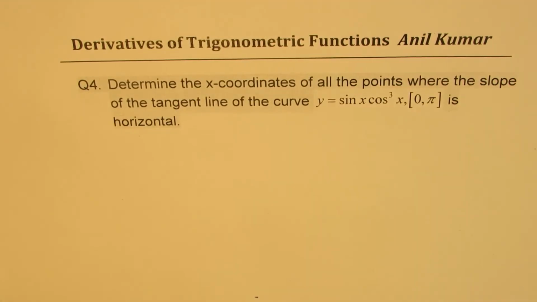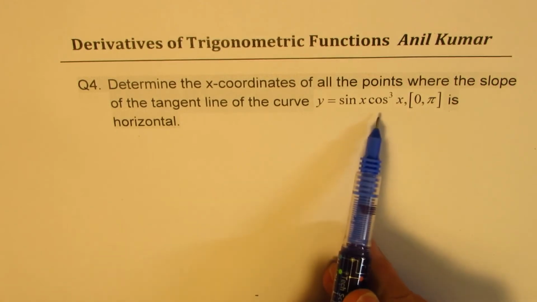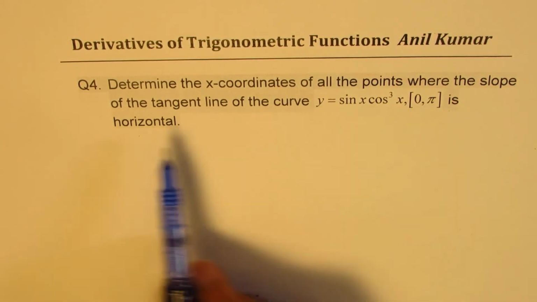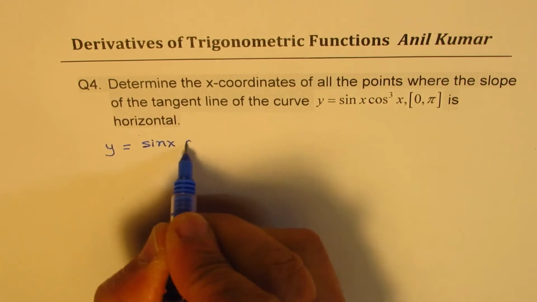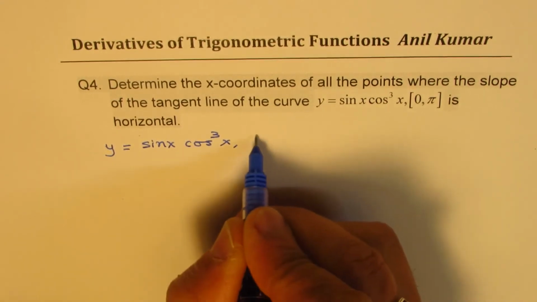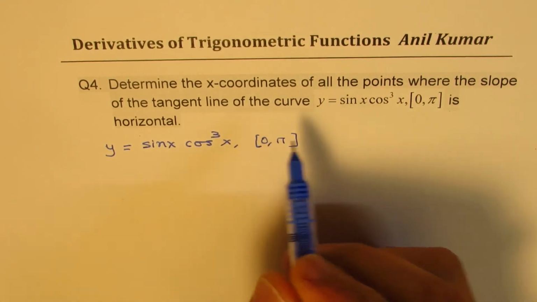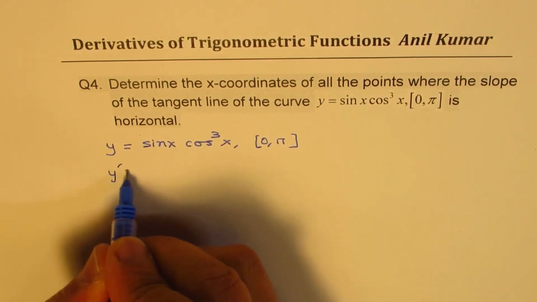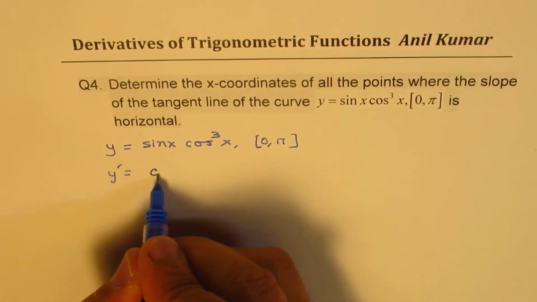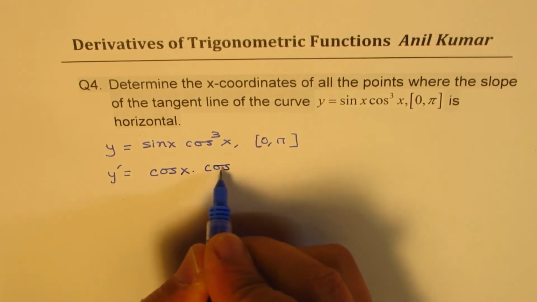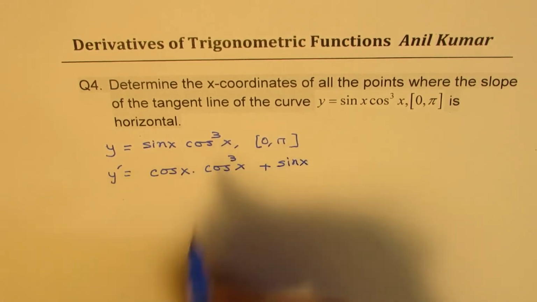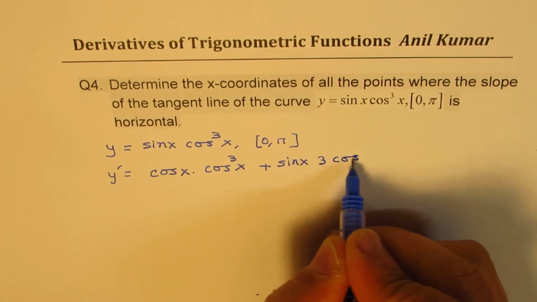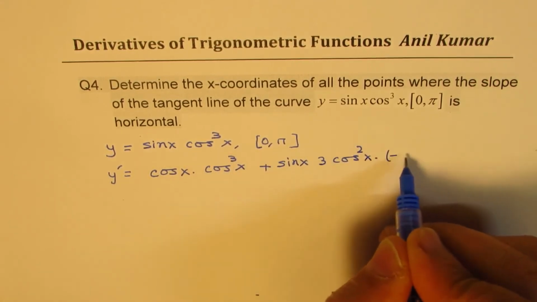Question number 4. Determine the x coordinates of all the points where the slope of the tangent line to the given curve in the interval 0 to pi is horizontal. So we are given the function y equals sin x cos cubed x in the interval 0 to pi. So horizontal means derivative should be 0, right? So let's find the derivative first. Applying the product rule, we get cos x times cos cubed x, plus sin x times the derivative of cos cubed x, which is 3 times cos squared x times the derivative of cos x, which is minus sin x.